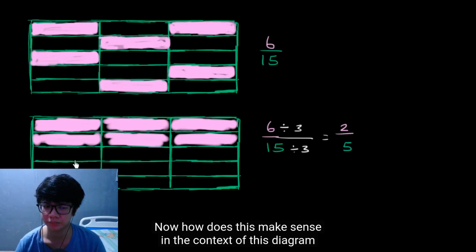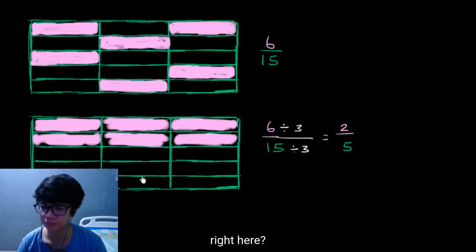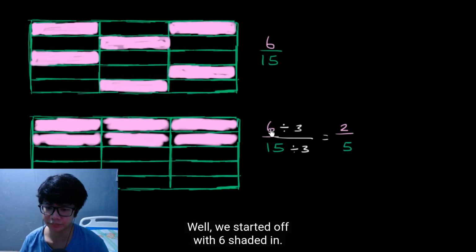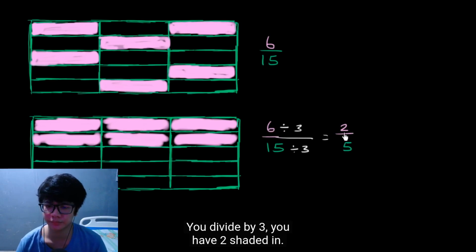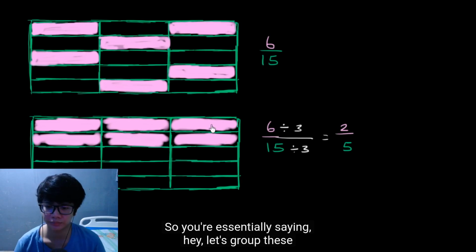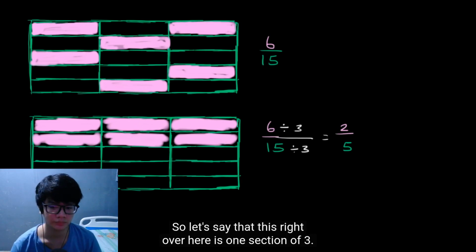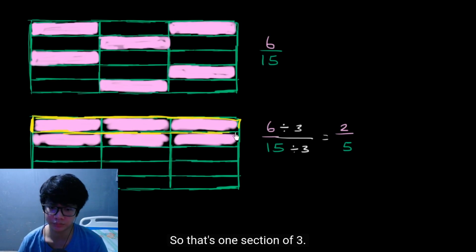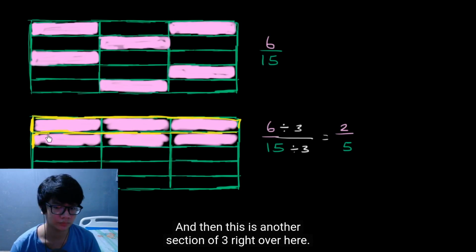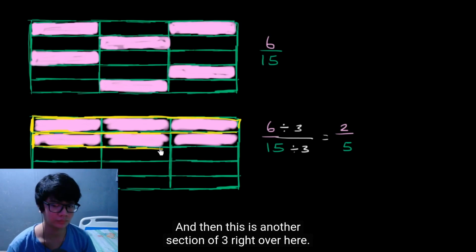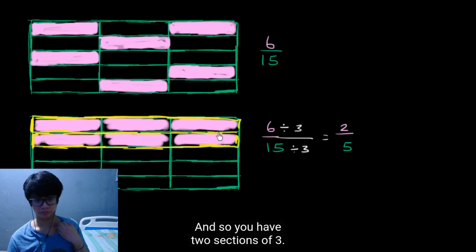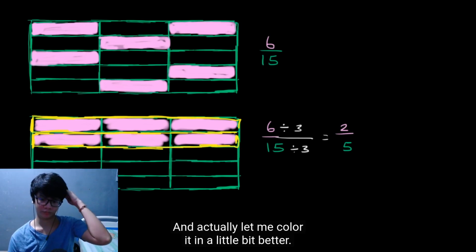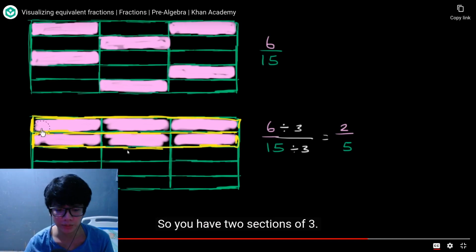Now, how does this make sense in the context of this diagram right here? Well, here we start off with 6 shaded in. You divide by 3, you have 2 shaded in. So what you're essentially saying, hey, let's group these into sections of 3. So let's say that this right over here is 1 section of 3. This is 1 section of 3 right over here. So that's 1 section of 3. And then this is another section of 3 right over here. And so you have 2 sections of 3. And actually, let me color it in a little bit better.